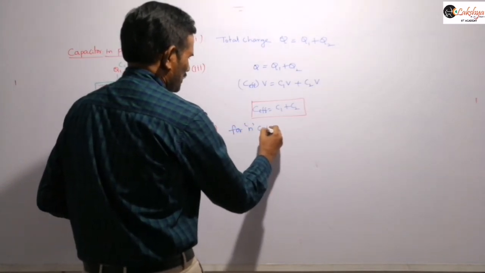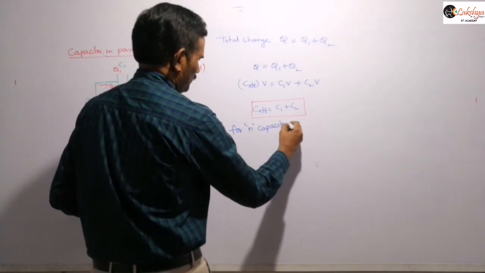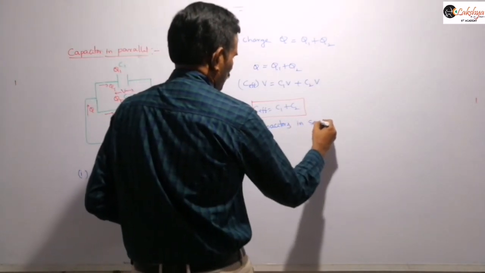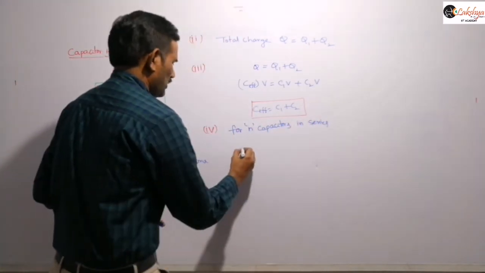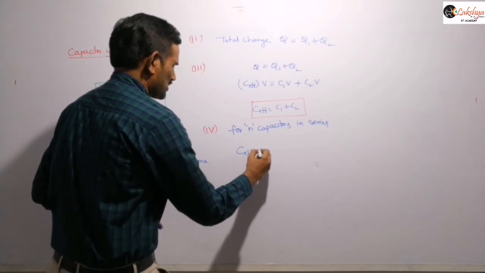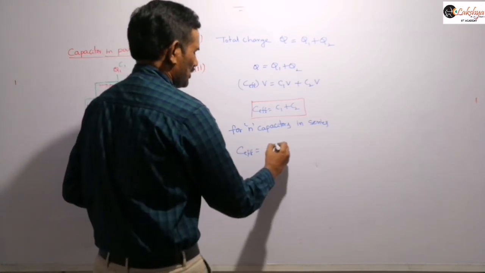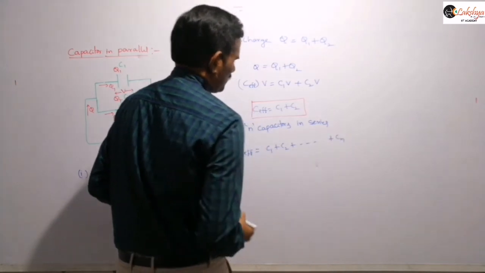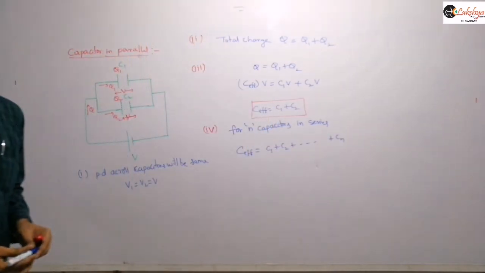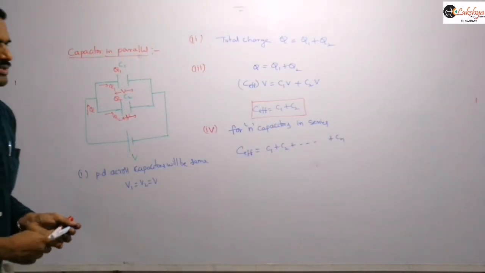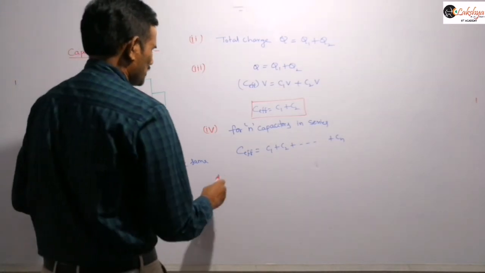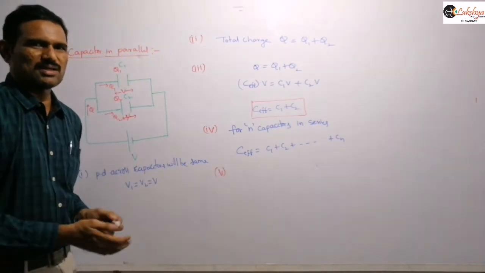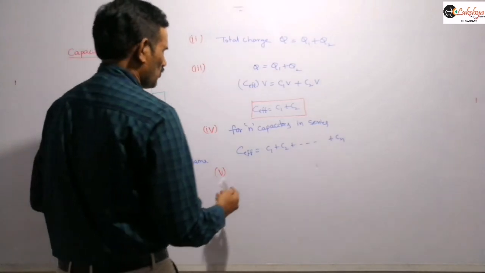For n capacitors in parallel, the equivalent capacitance or effective capacitance we can write, simply extending this formula for n capacitors: C1 plus C2 plus C3 and so on, Cn, right? And next, similarly, if all those capacitors are identical, then let us see what we can write here.